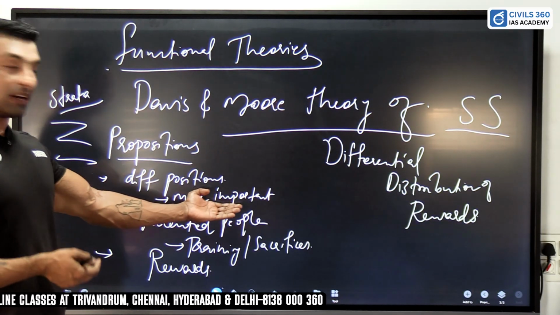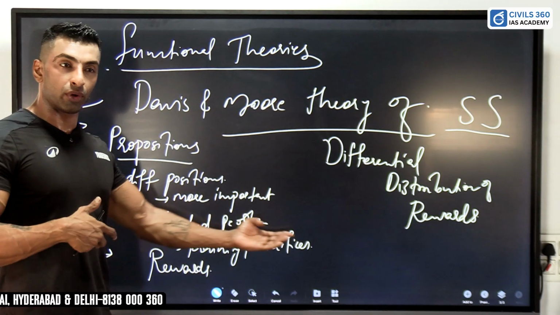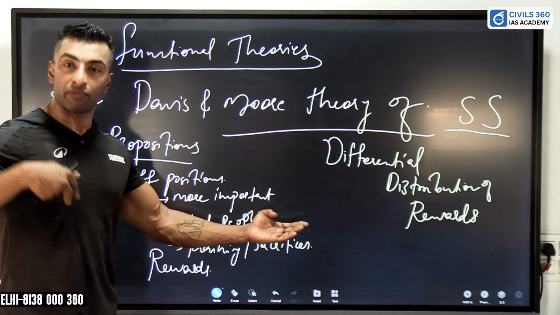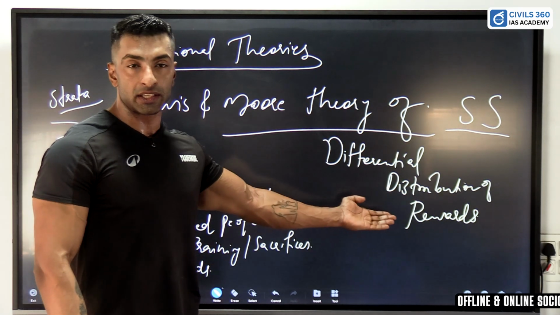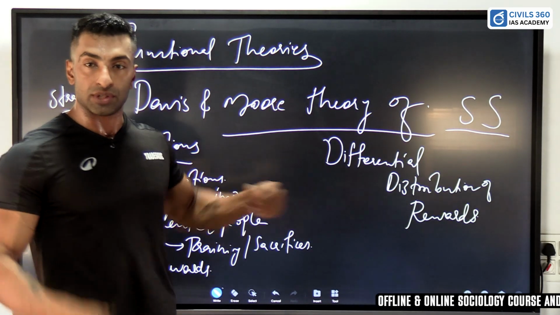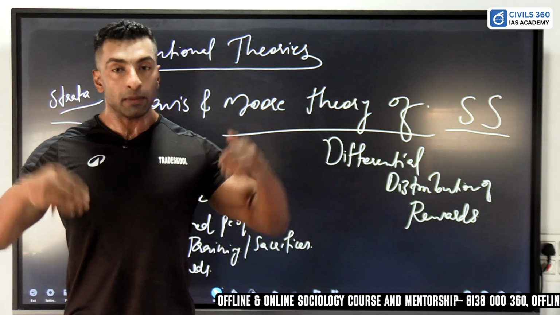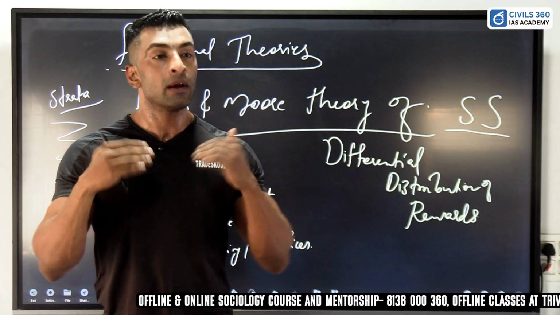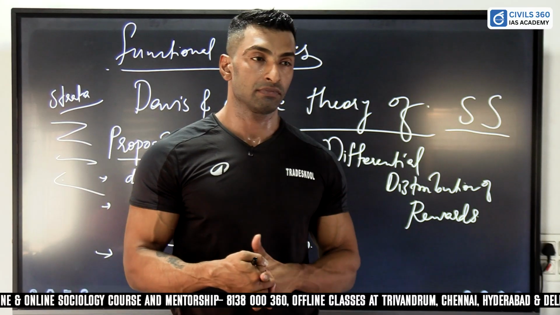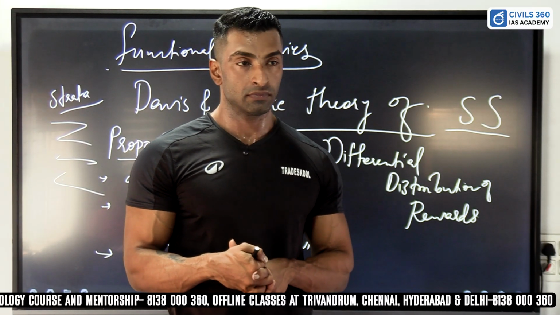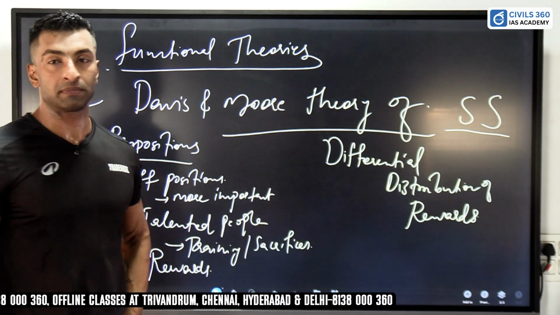Now, to fill the important positions, you need the most talented people. To acquire the talent, you have to undergo training and sacrifices. To get those people who have made the sacrifices, you need to give some rewards. When you give rewards, that creates differential distribution. That creates stratification. So stratification is a system which ensures that in a society, the most important positions are filled with the most talented people through differential distribution of rewards. Okay. Now, what's next? Those are the propositions.